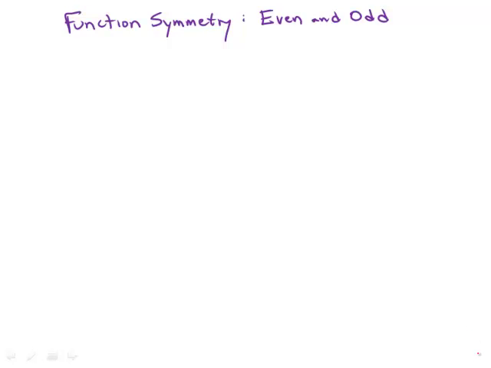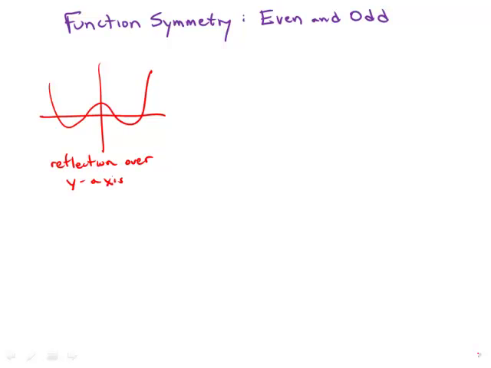Function symmetry. So again, this is a review of a topic that probably you covered in depth in pre-calculus. There are two basic ways that functions can be symmetrical. One way that a function can be symmetrical is if it has reflection symmetry over the y-axis. Reflection over the y-axis. And it turns out that functions that have this include y equals x squared, y equals x to the fourth, y equals x to the sixth. In other words, y to any even power of x.